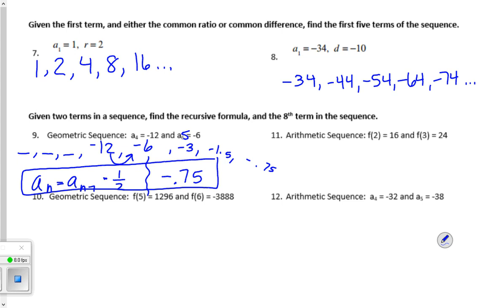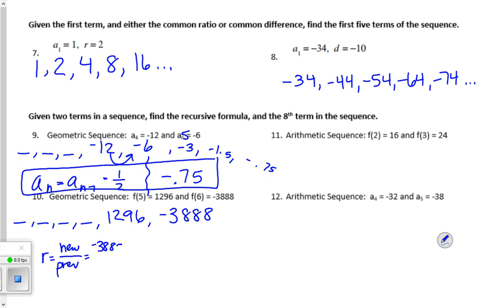So number 10, geometric sequence. A sub 5 is 1296. So again, I don't know the first term, second term, third, fourth. I know the 5th is 1296, and the 6th term is negative 3,888. Well, it's hard to know if I'm looking for addition or subtraction, or multiplication and division, but it tells me it's a geometric sequence. So in order to get my common ratio, remember you do the new term divided by the previous term. So in this case, I've got negative 3,888 divided by 1296.